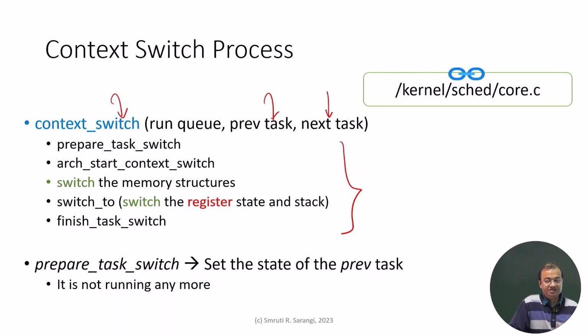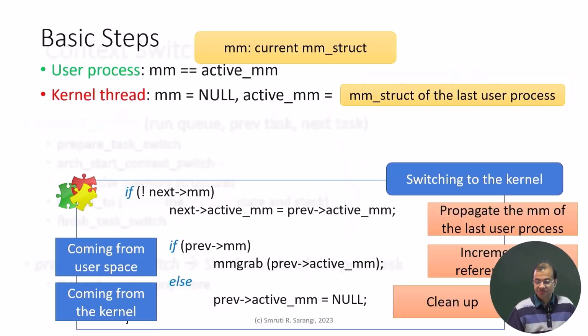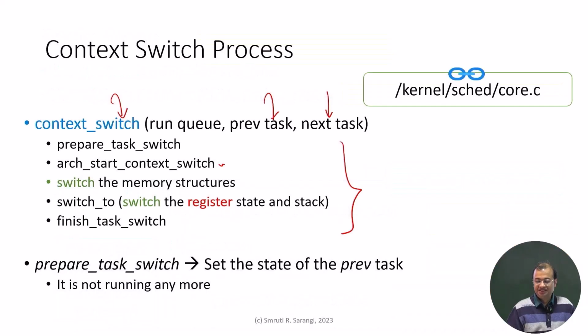So its state can still be task running, but it will not run on the CPU, right? So it will not run anymore. And then you will do an architectural context switch, right? So you will initiate and initialize that process, but you will not do a full context switch because a few more steps are remaining. So at the moment on x86, arch start context switch actually doesn't do much.